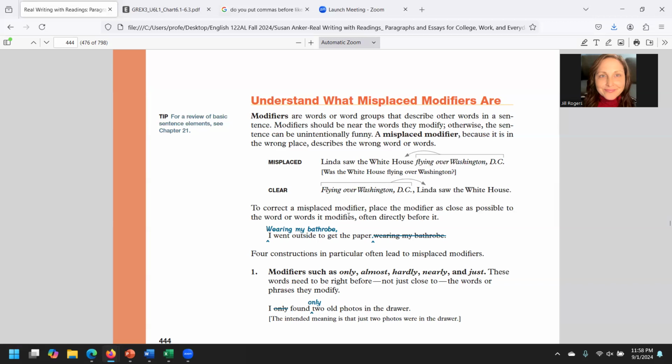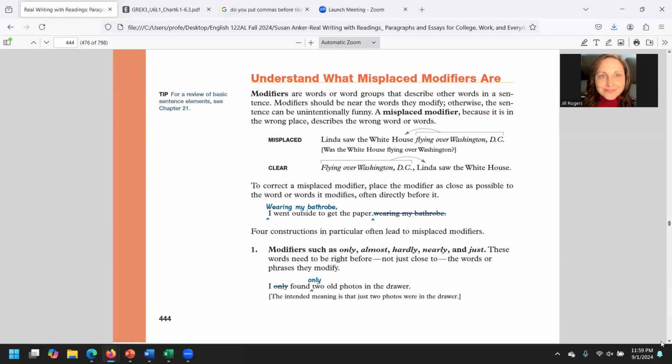So you want to put the modifier as close as possible to the word or words it modifies, usually directly before it. For example, "I went outside to get the paper wearing my bathrobe." It sounds like the paper is wearing your bathrobe, but that's not what you meant. You meant, wearing my bathrobe, I went outside to get it.